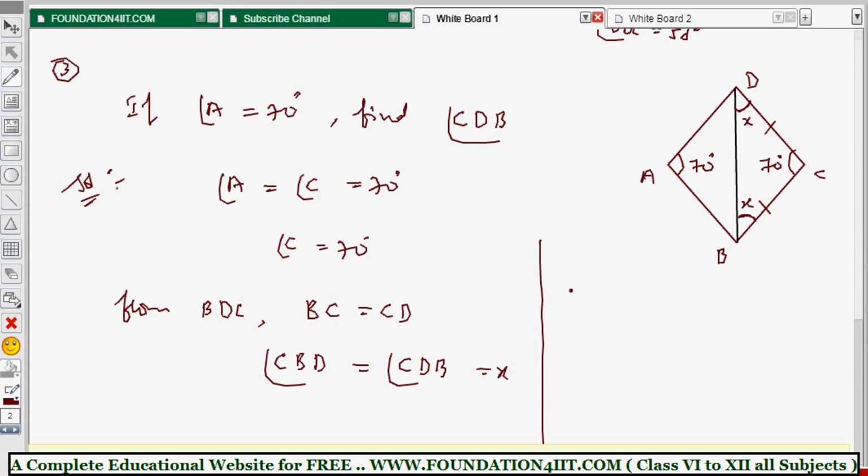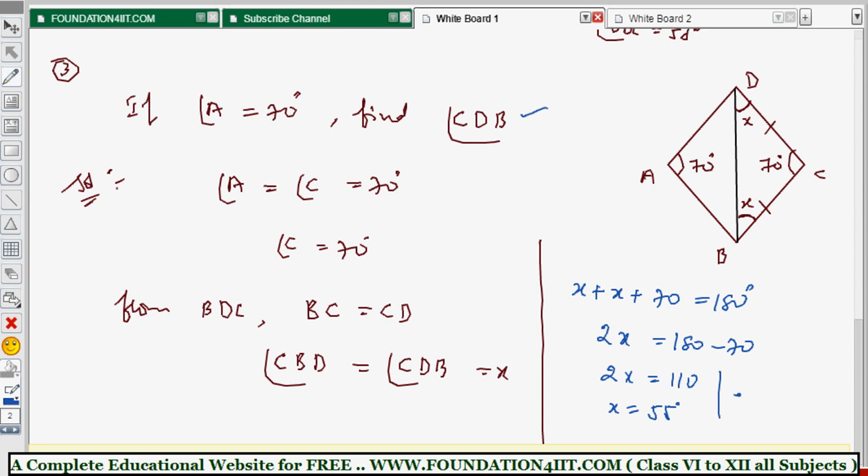Now from the same triangle, the sum of the angles in a triangle is 180 degrees. Using that concept, X plus X plus 70 is equal to 180 degrees. X plus X is 2X, which is equal to 180 minus 70. So 2X is equal to 110. Then X is 110 divided by 2, so X is equal to 55 degrees. X is nothing but angle CDB. Therefore, angle CDB is 55 degrees.